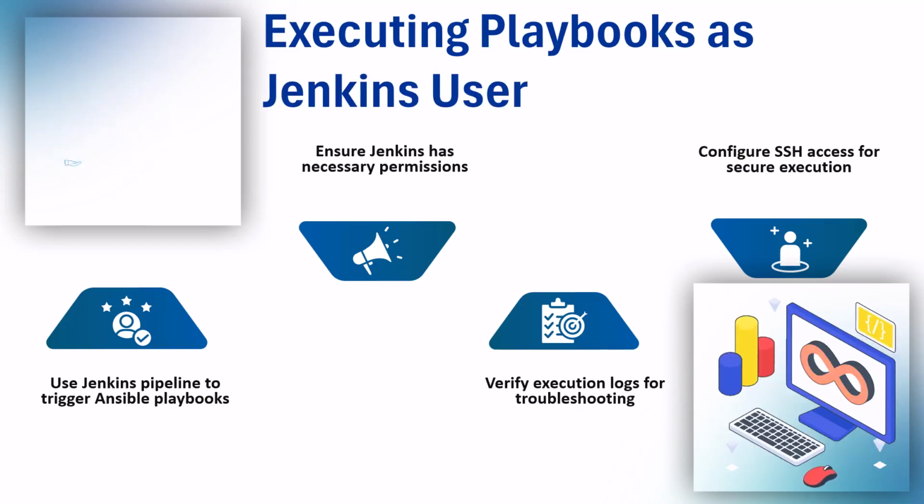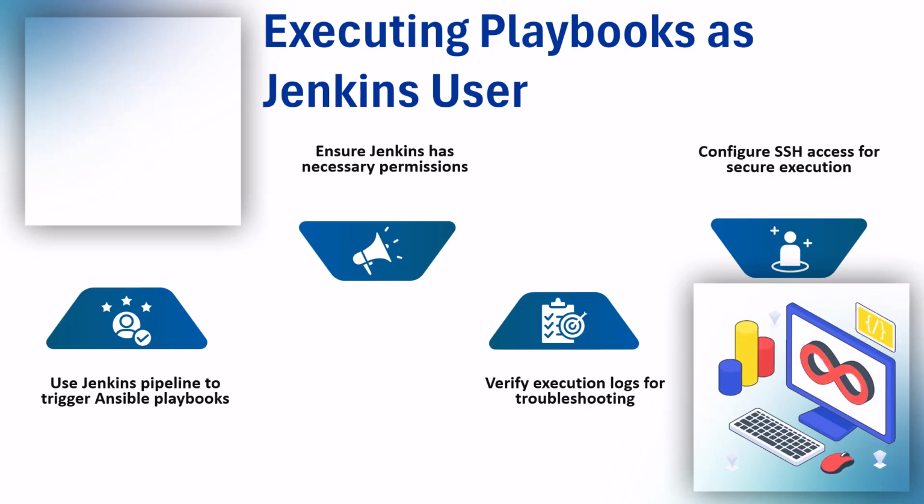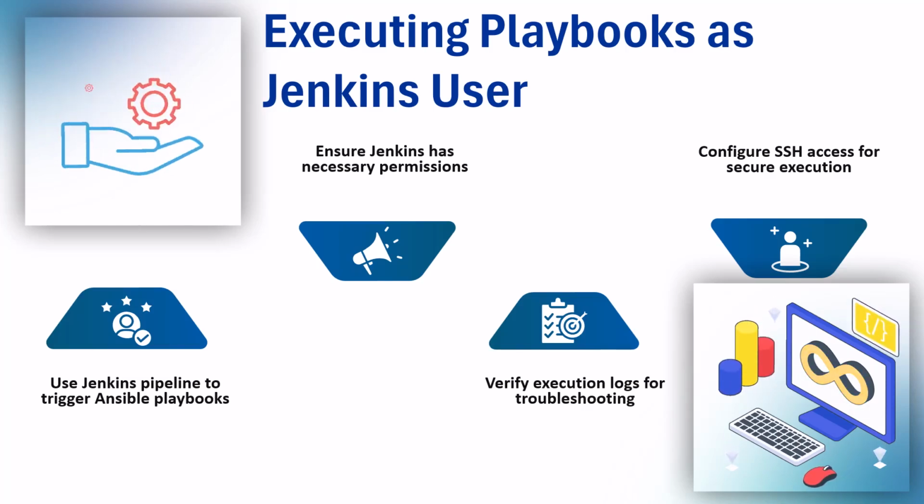Running Ansible from Jenkins sounds fancy, right? But first, Jenkins needs the right permissions. Otherwise, it's like locking your keys inside the car. Secure SSH access is crucial to keep execution smooth and safe. With Jenkins pipelines, triggering Ansible playbooks becomes seamless, like pressing a magic button. And always check those logs, because debugging without logs is like finding a needle in a haystack.